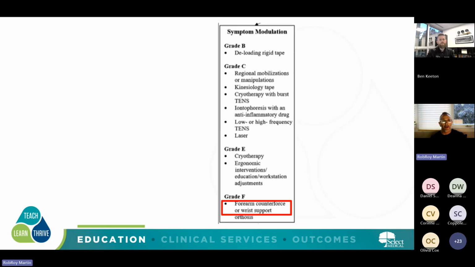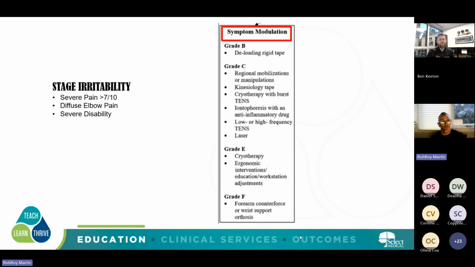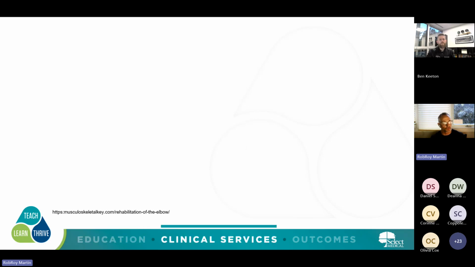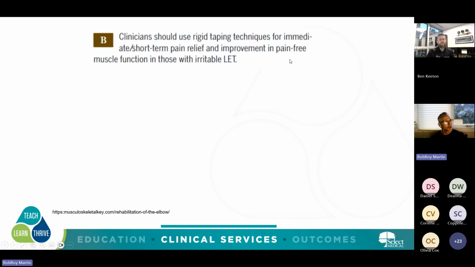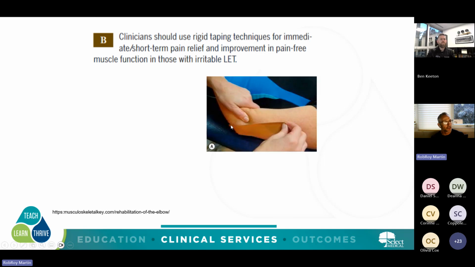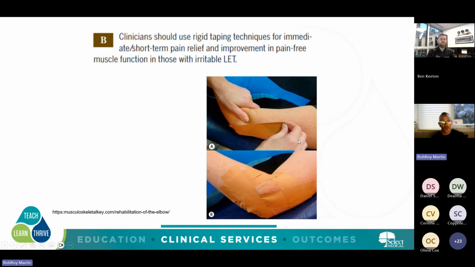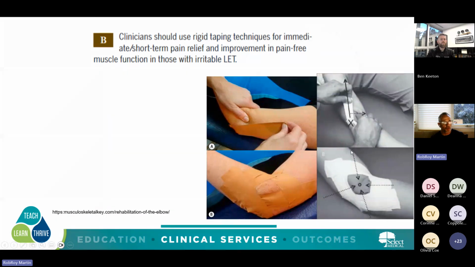So if we take a look at our recommendations and treatment, again, as I mentioned, how do we define this? Our symptom modulation would be severe pain, diffuse elbow pain, and severe disability. So what would be some interventions for this group? There was level B evidence, so moderate level evidence, that we should use rigid taping for short-term pain relief. And here, the picture shows an application of this rigid taping.